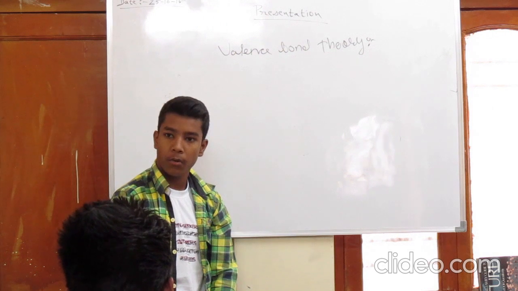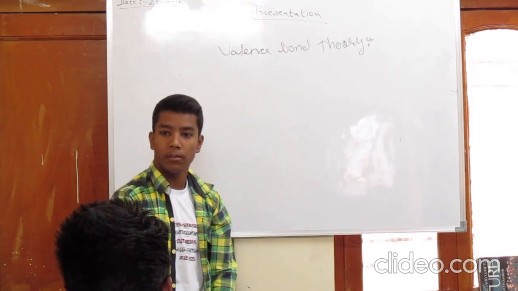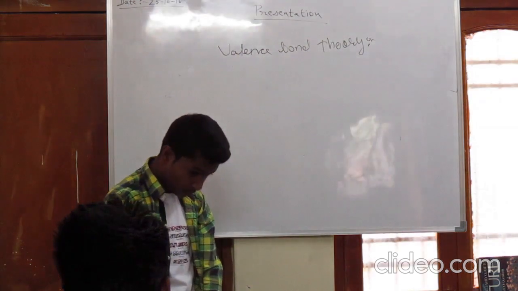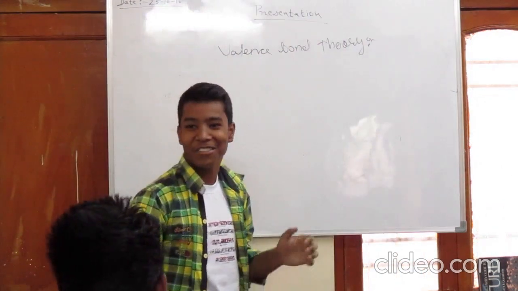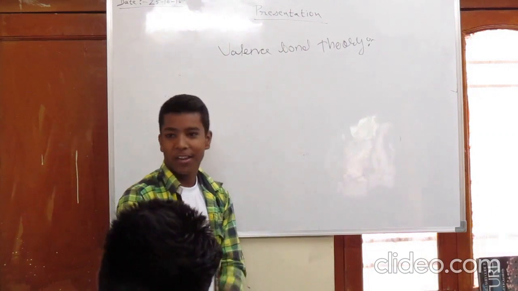hybridization of atomic orbitals, and principle of variation and superposition. Let us take an example of two hydrogen atoms, atom A and atom B. They are approaching towards each other.